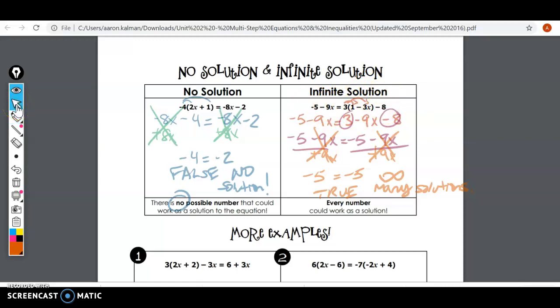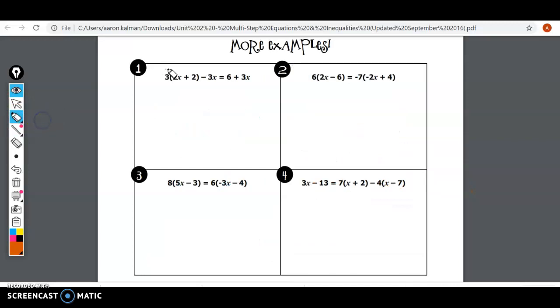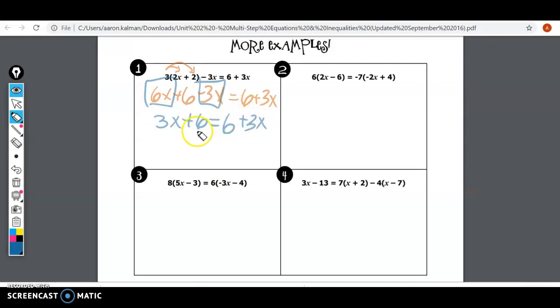Let's do a couple examples down below. Let's start solving it. Distribute to get 6x plus 6 minus 3x equals 6 plus 3x. Combining like terms, right here we have 6x's minus 3x's. That makes 3x. Leave the plus 6. And on this side, we have 6 plus 3x as well. Since we both have the same constant and variable term on both sides, we can say there are infinitely many solutions.